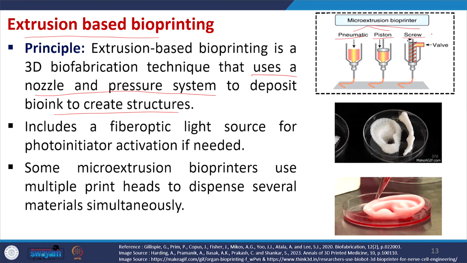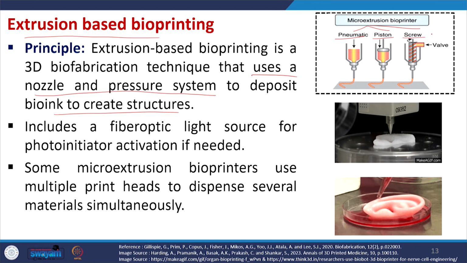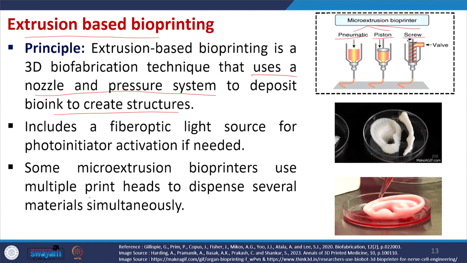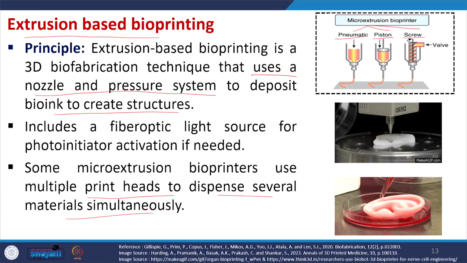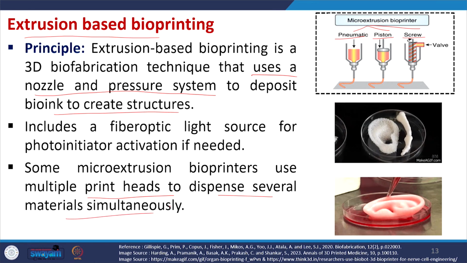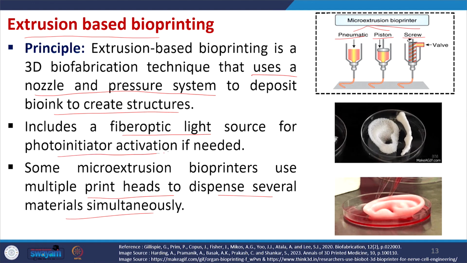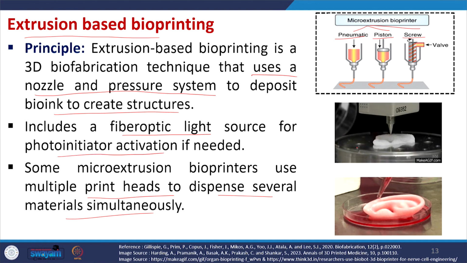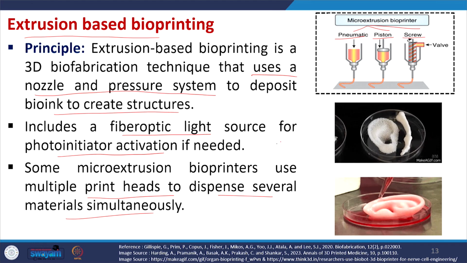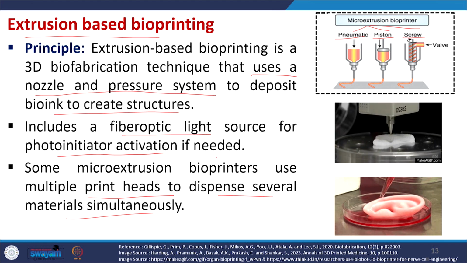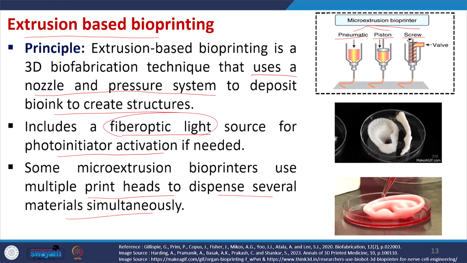And in this micro extrusion bioprinter, some of the micro extrusion bioprinters have multiple print heads to disperse several materials simultaneously, and some bioprinters include a fiber optic light source for photo initiated activation. For example, if you want to do the cross linking based on light, that can be possible by using this fiber optic light.